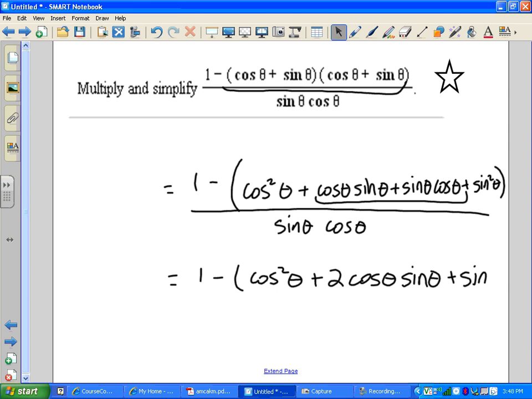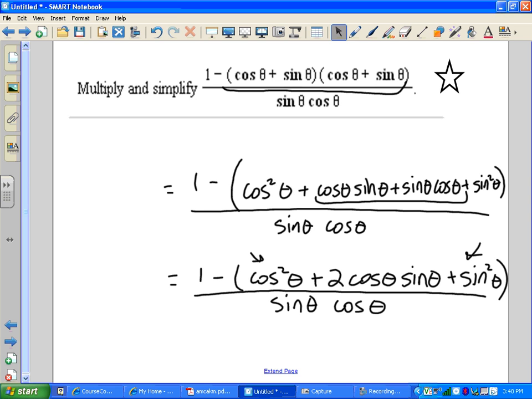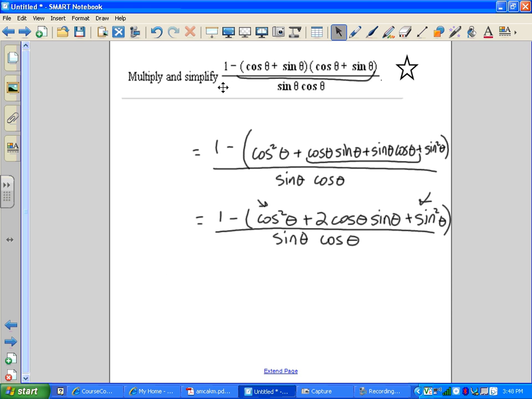plus sine squared theta. Now, I'm going to let you look at that a second and give it a thought. There's something else in here that should simplify to something. And there again, this is where I told you about those identities. You've got to know them when you see them. It's this idea: you have cosine squared plus sine squared, and that should really jump out at us here. That's just going to be 1.